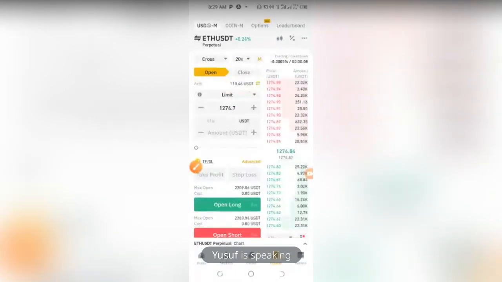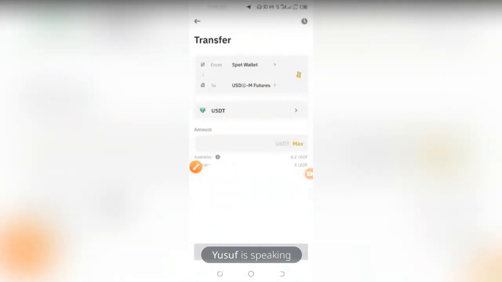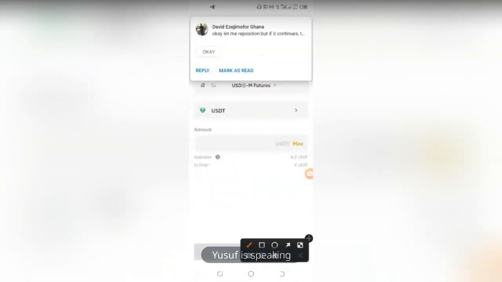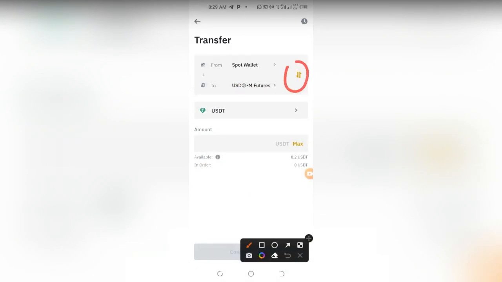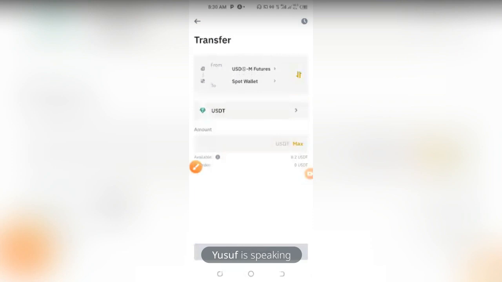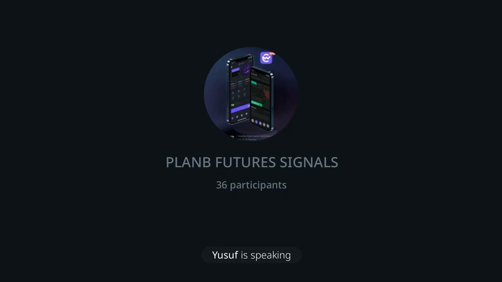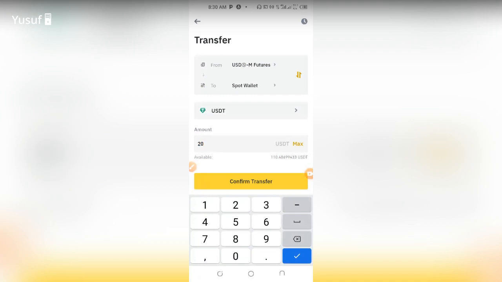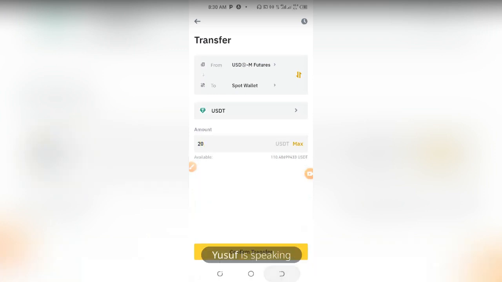So I'll just click on the money. Then I'll switch my button now. This arrow up and down, I'll click on it first. So the thing will now show from futures to spot. Now, how much do I want to move? Let's say $20, for instance. Or I can click on max if it is everything I want to move. But let's use $20, for example. I'll click on confirm transfer.